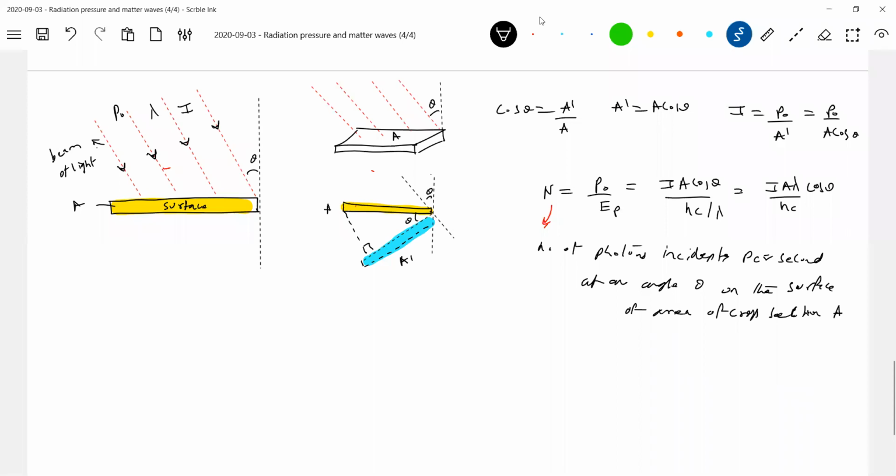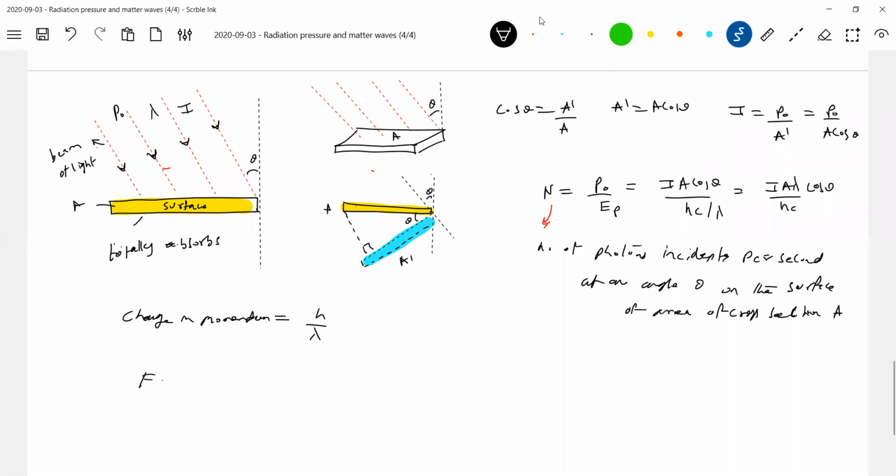Okay, let's go for what is the change in momentum? H by lambda, because let's go for absorption. Totally absorbs. Now, what is the change in momentum of the photon? It should be equal to H by lambda. So what is the force now?